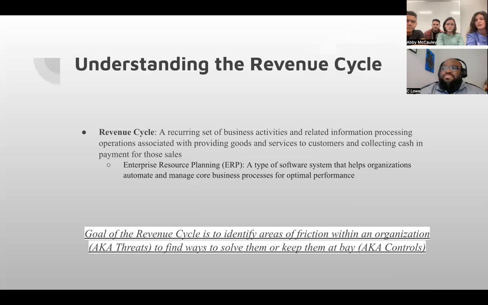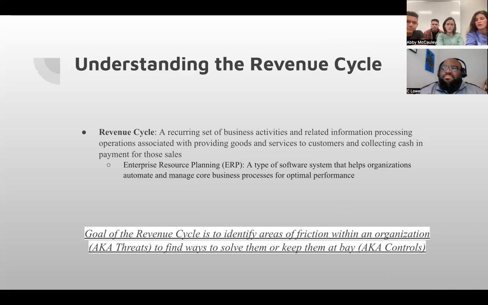We're going to talk about an ERP later. ERP is Enterprise Resource Planning, and it's a software system that helps organizations automate and manage core business processes for optimal performance. So this is just like the middleman that ties things together.